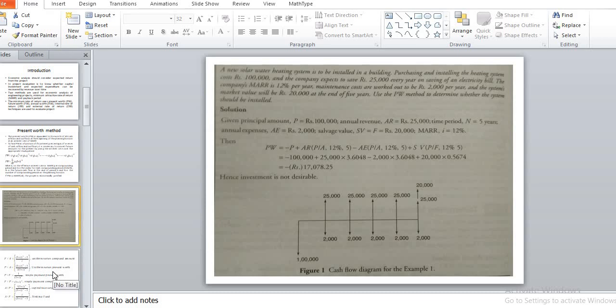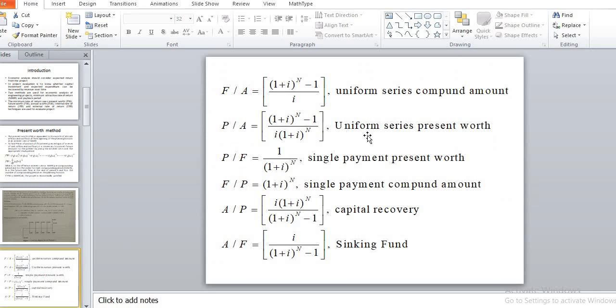So this P by A factor is the uniform series present worth. This P by A factor is calculated like this: (1 plus i) raised to n minus 1, divided by i into (1 plus i) raised to n. So this is called the uniform series present worth. That we already discussed in the time value of money chapter.